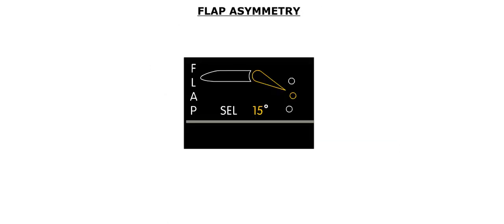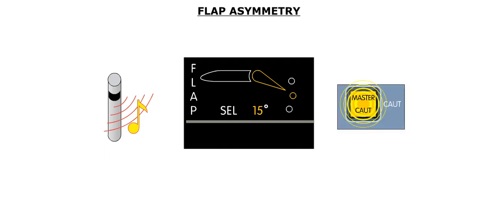In the event a flap asymmetry is detected, the flap icon and commanded position are displayed in amber. In addition, a single chime sounds, the master caution lights flash, and the amber flap asymmetry message is displayed on the EWD.